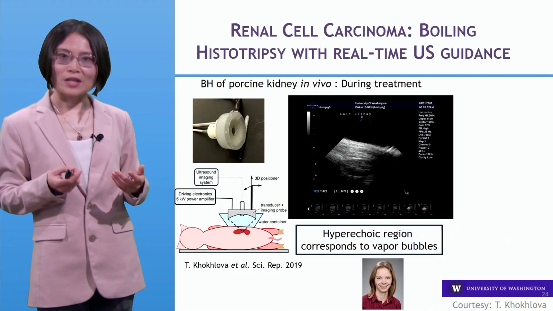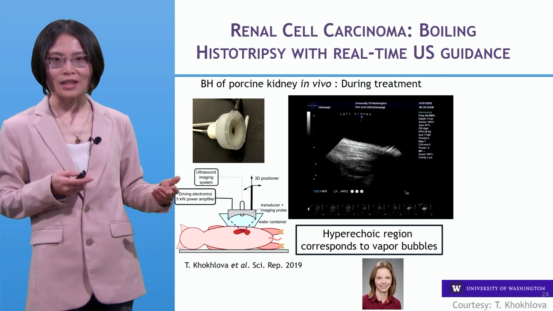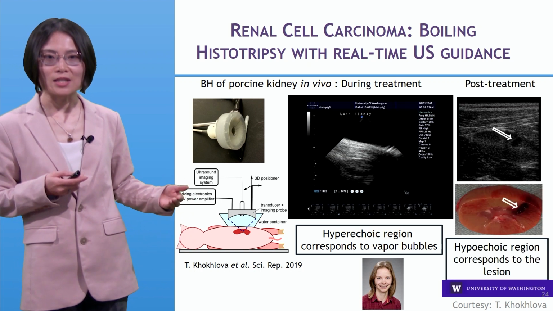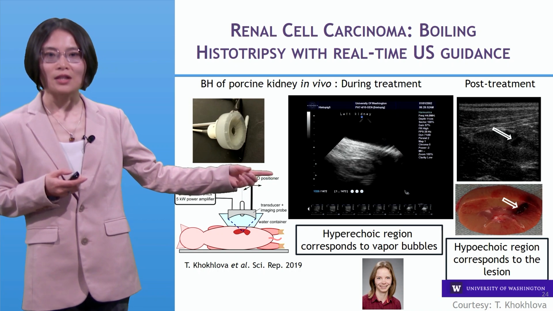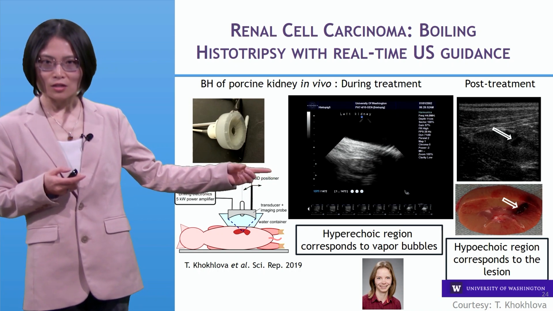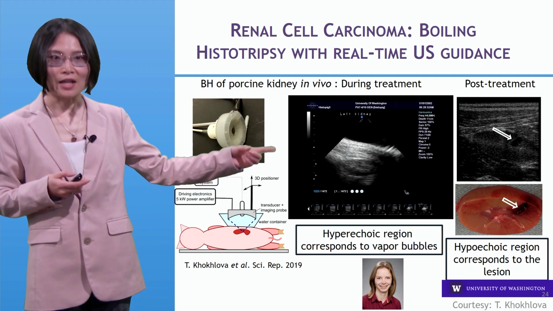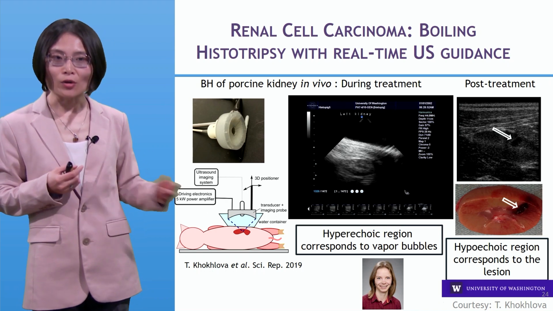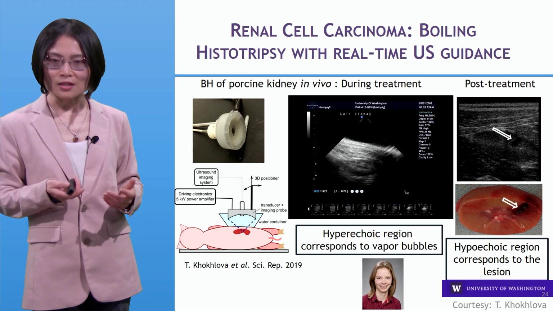Boiling histotripsy has also been shown to effectively ablate liver and kidney. This is showing the work from the University of Washington group. As you can see from the ultrasound imaging, bubbles were generated in the kidney by boiling histotripsy, and then post-treatment it shows the hypoechoic zone and corresponding morphology showing the liquefied lesion in the kidney, and this is in the pig.